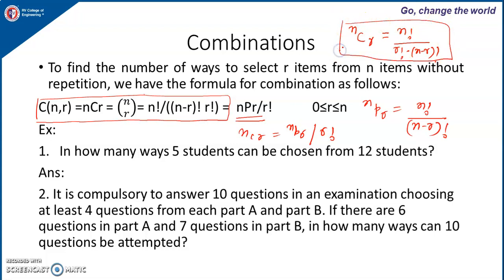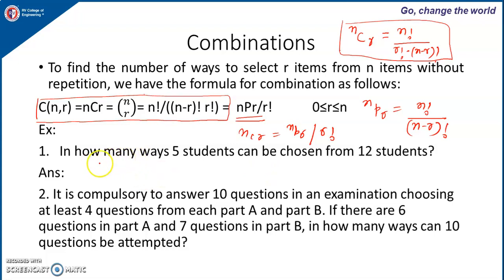So what is the basic difference between permutation and combination? Whenever we talk about arrangement or formation, we will go ahead with permutation, and whenever we talk about selection, then we will go ahead with combination. So permutation means arrangement or formation, combination means selection. Okay, so let's take an example.